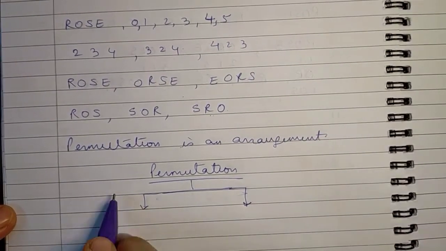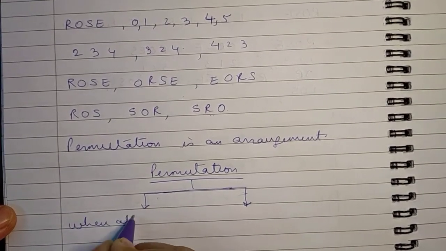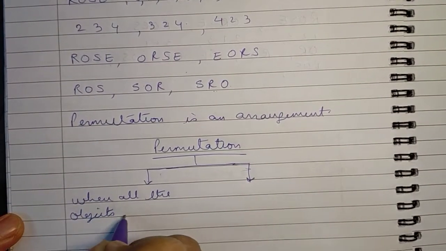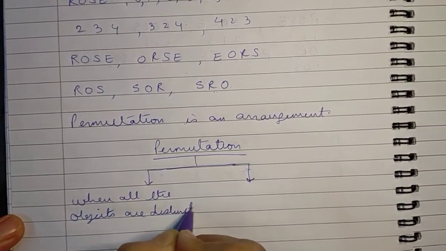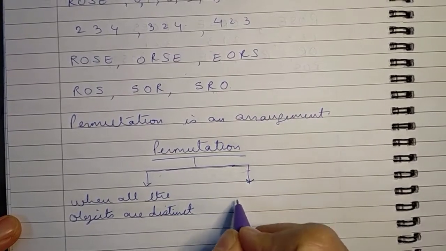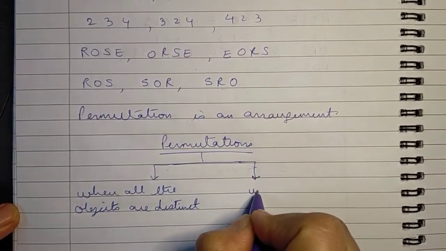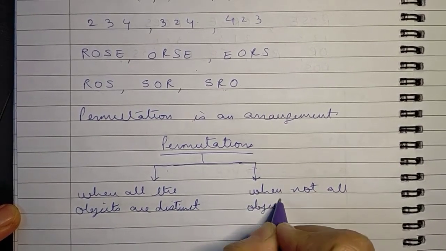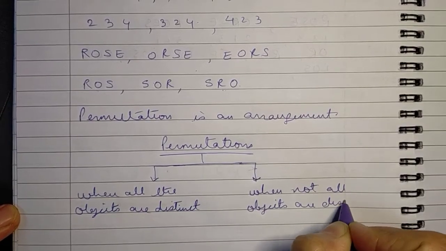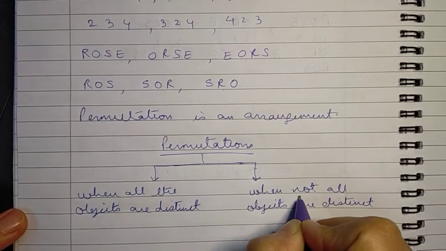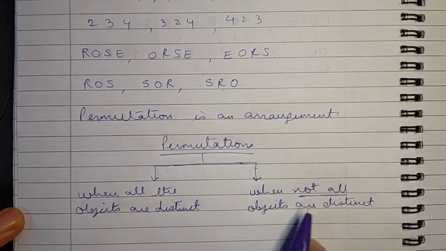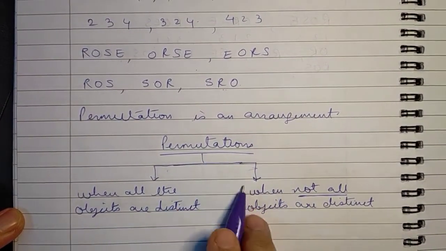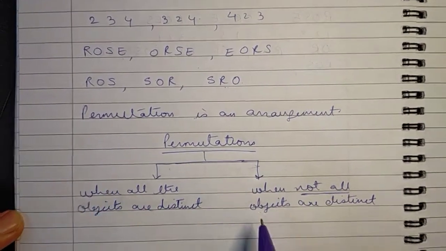First thing is permutations when all the objects are distinct, and the other one is permutations when not all objects are distinct. Now what do we mean by not all are distinct? That some can be distinct, but we do have some objects which are not distinct, and here all are distinct.